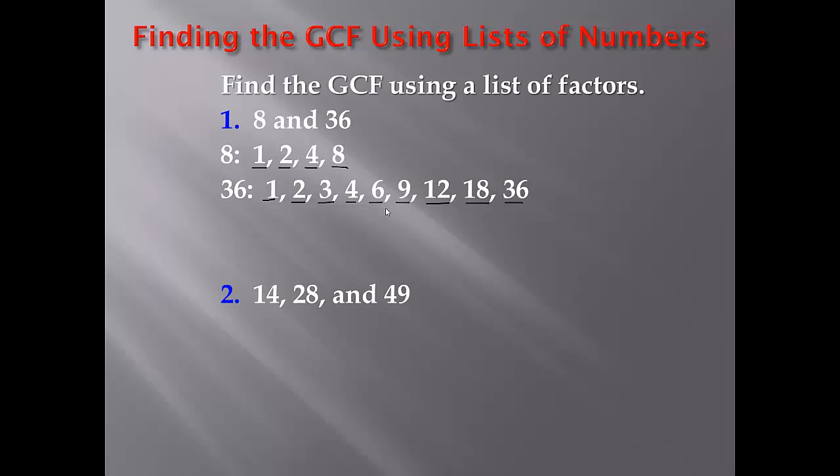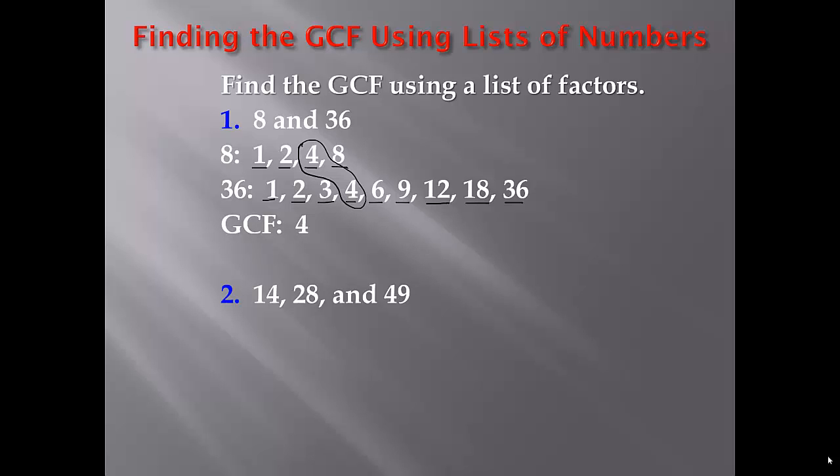Now we need to find the greatest common factor. So we're looking for the largest number that appears in both lists. You will notice that a 1 is in both lists, a 2 is in both lists, and a 4 is in both lists. So 1, 2, and 4 are our common factors. Our greatest common factor would be the 4. So that would be our GCF. Our greatest common factor equals 4.